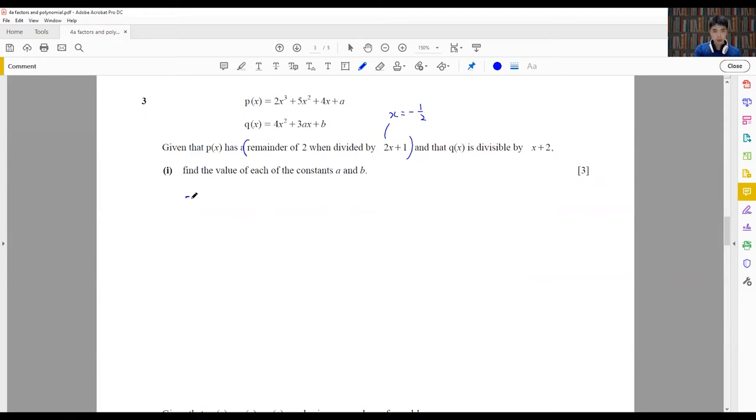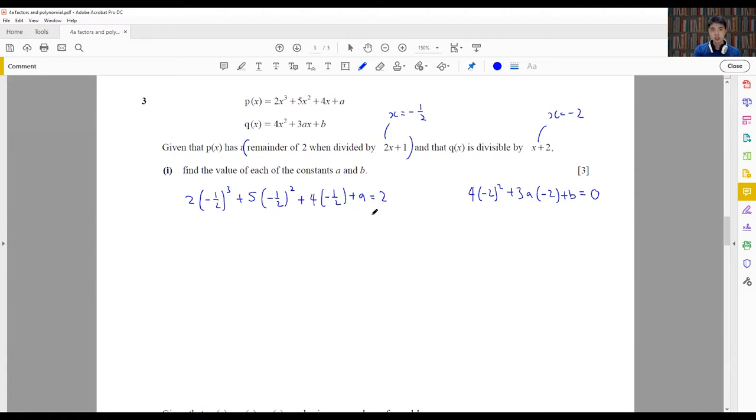So let's try putting that in. 2 times (negative 1 over 2) to the power of 3 plus 5 times (negative 1 over 2) squared plus 4 times (negative 1 over 2), plus a, this will equal 2. This is for p(x). And the same thing for q(x), then you would have x is equal to negative 2: 4 times (negative 2) squared plus 3a times (negative 2) plus b. Now, if you substitute negative 2 into this, since it's divisible, it will equal 0.